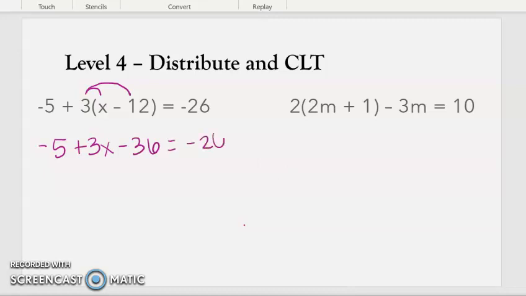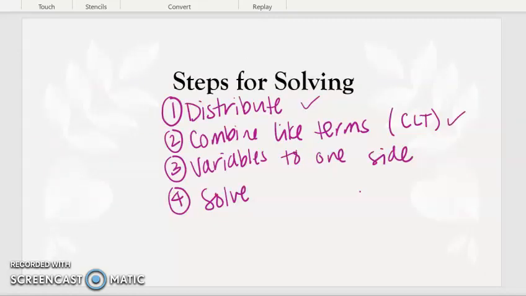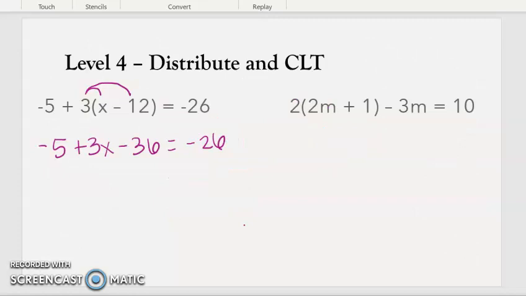And then I just rewrite this. So all I did was distribute. The next step, if I look on my step list, is combine like terms. So on this left side, I have 3x but I have no other x's. So I'm just going to rewrite 3x. But I do have these constants here, -5 and -36.